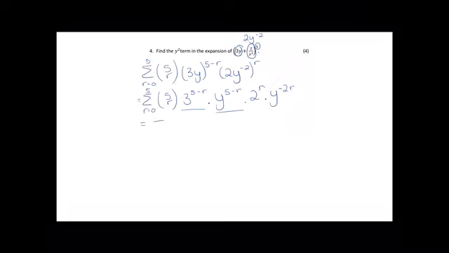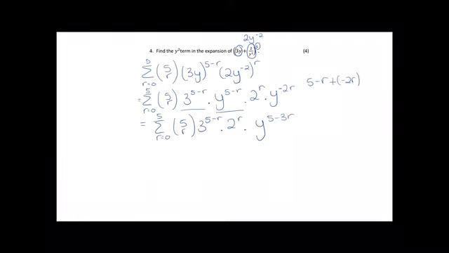So my next line, I can then put my y's together. So I'm going to put my numbers towards the left. So 3 to the 5 minus r is fine where it is. 2 to the r is fine where it is. Now remember, when you're putting these together, you're going to be adding. So essentially what you're going to be doing to these powers is 5 minus r plus negative 2r. So we've got y to the 5 minus 3r.